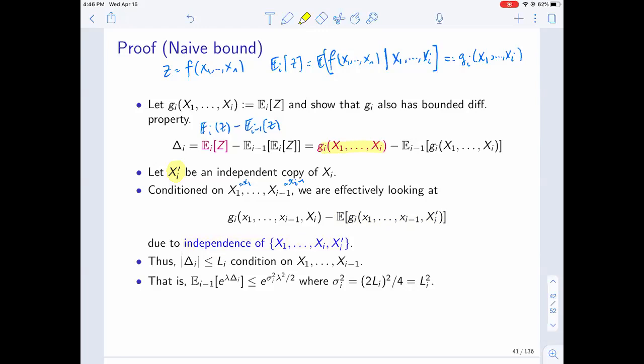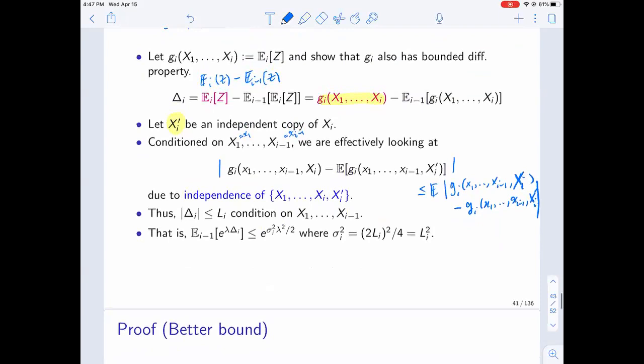But now, if I have that, I can use the bounded difference property of G. Sorry, we're a bit out of time, I'm trying to run here. So I'm going to do this for simplicity. This is going to be bounded by, I could take the expectation out and I would get the expectation of the absolute value of G_i of x_1 up to x_{i-1} and x_i, capital X_i, minus G_i of x_1 up to x_{i-1} and x_i prime. And by the bounded difference property, because these two functions only differ in the last coordinate, this is going to be bounded by L_i.